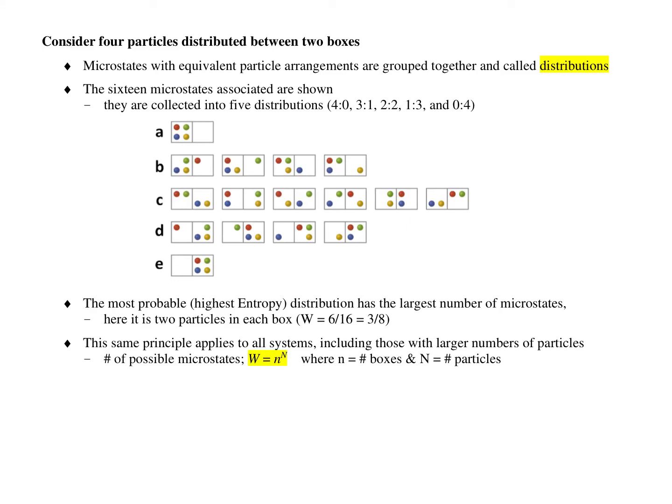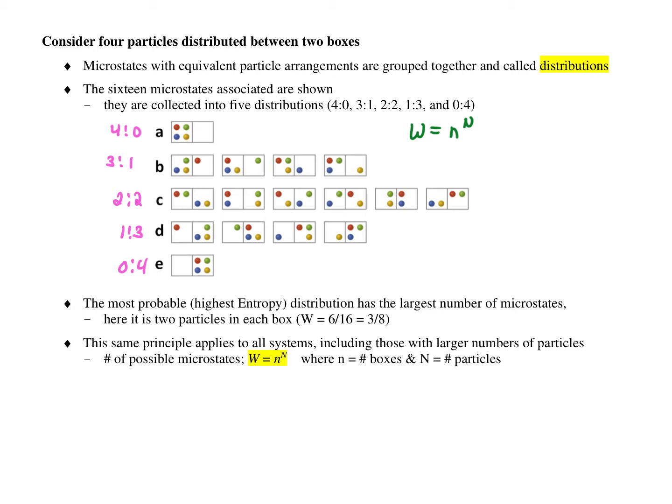We're considering 4 particles that can be distributed between 2 boxes. The result is 16 different microstates that we see here, and they are separated into 5 distributions. We can label the distributions 4-0, 3-1, 2-2, 1-3, and 0-4 according to the number of particles in each respective box.